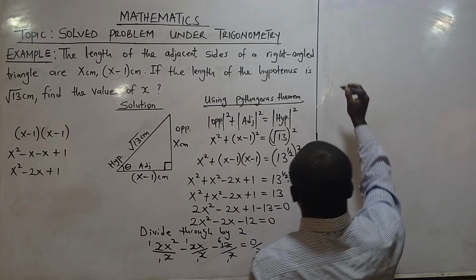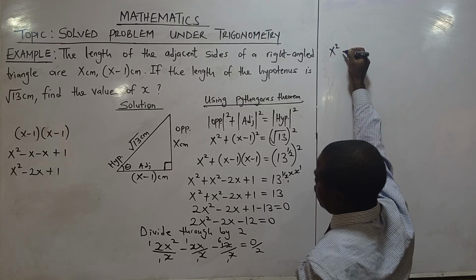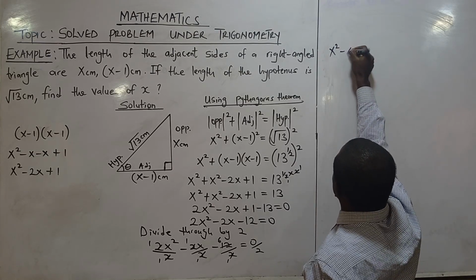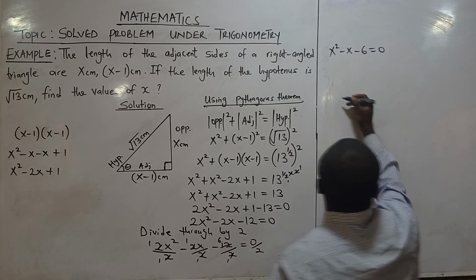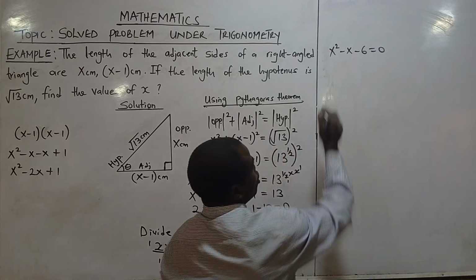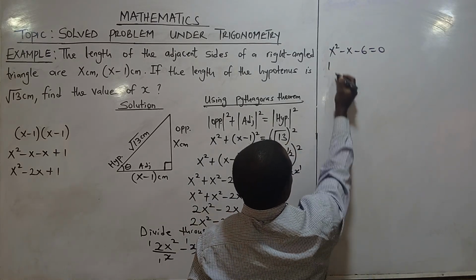Now you are left with x squared minus x minus 6 equals 0. Now when you get to this point, the coefficient of x squared is 1.